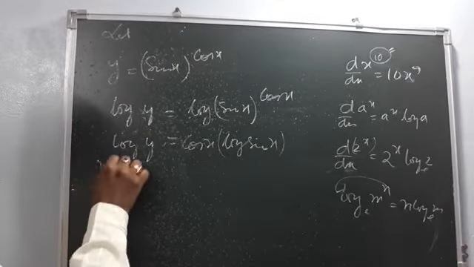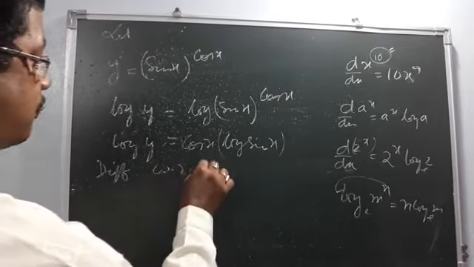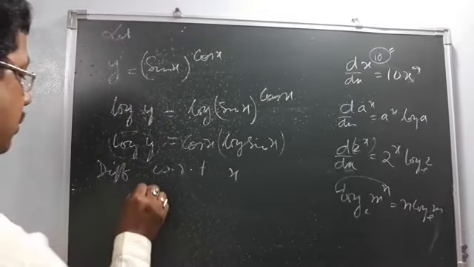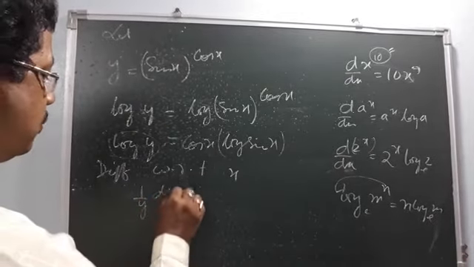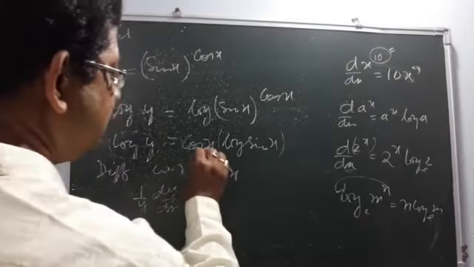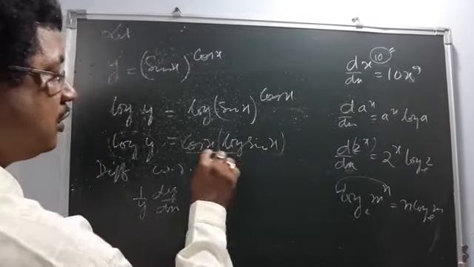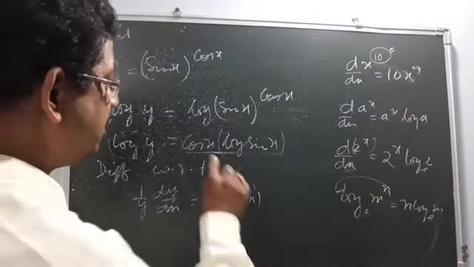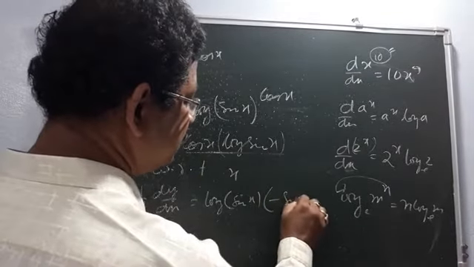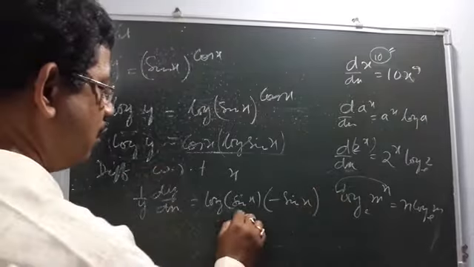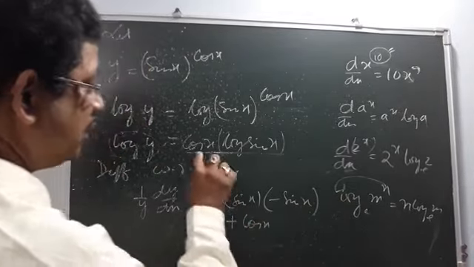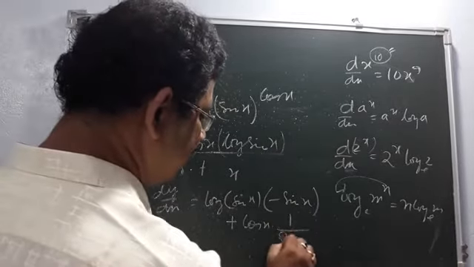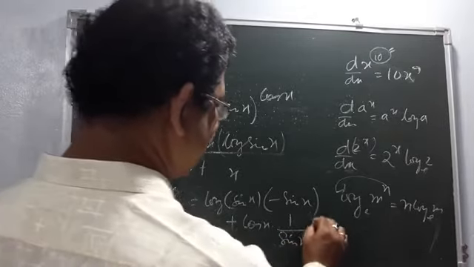Now if we differentiate with respect to x, differentiation of log y with respect to x is 1 by y dy dx. Differentiation of this total thing is in u into v form. So first you keep log sin x there, then differentiate cos x. Cos x differentiation is minus sin x. Now keep cos x in the remaining position, differentiate log sin x. Differentiation of log sin x is 1 by sin x, and differentiation of sin x is cos x.